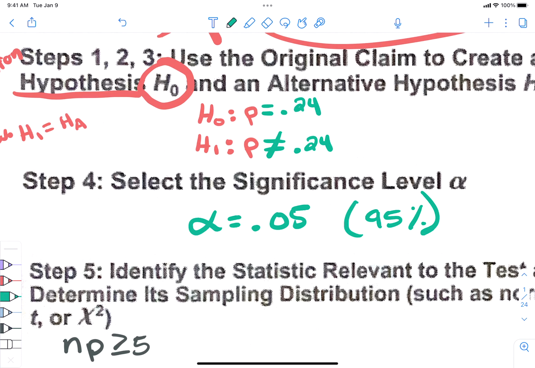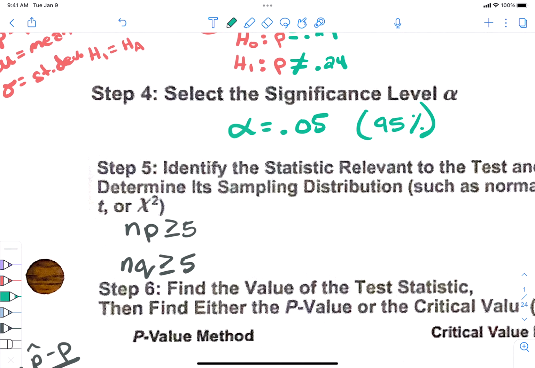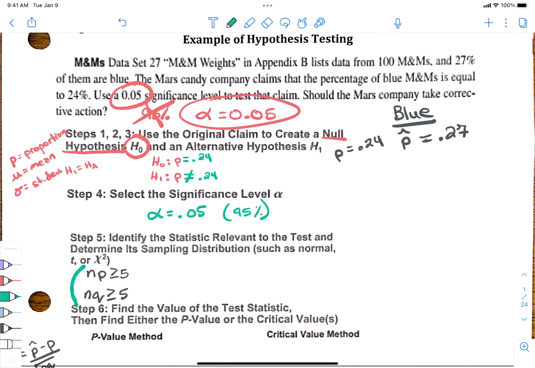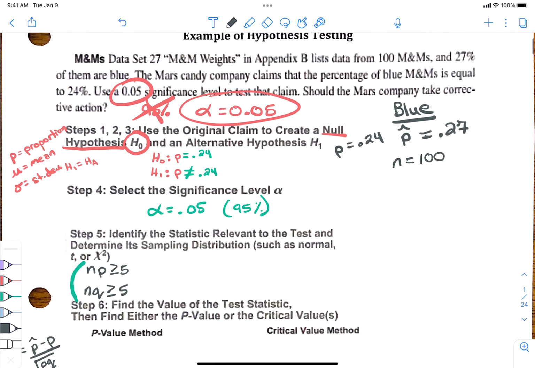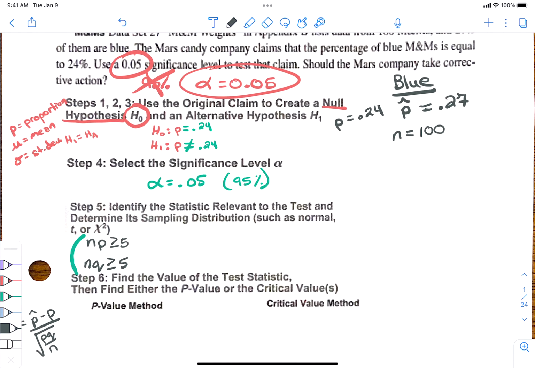All right, step 5. When we're looking at P, these two requirements must be fulfilled, right? So when I take N times P, it has to be greater than 5, and N times Q has to also be greater than 5. We've talked about that earlier, okay? What is N? We didn't write that down. 100. They did a sample of 100 M&Ms, and they said that 27% were blue, right? So N is 100.